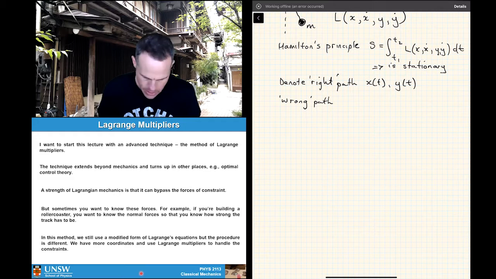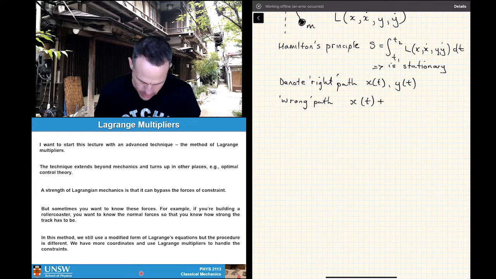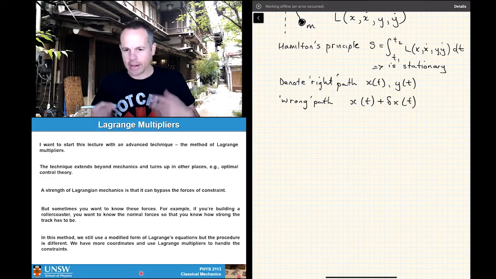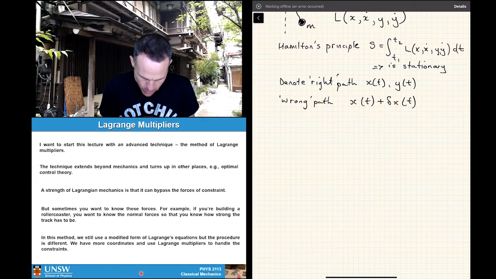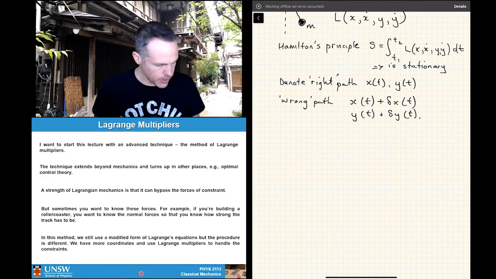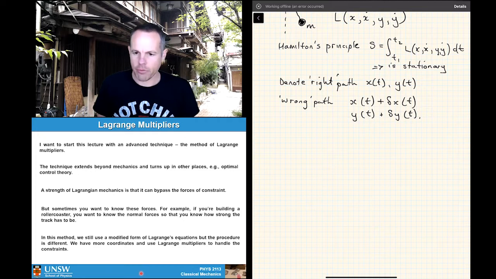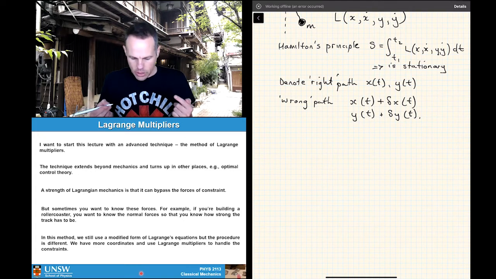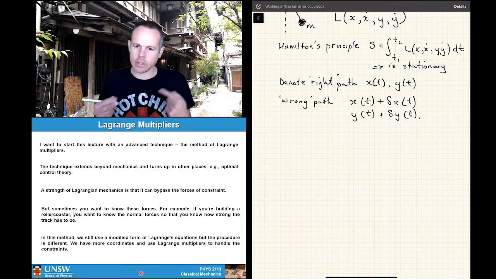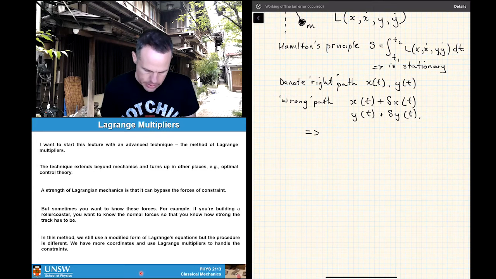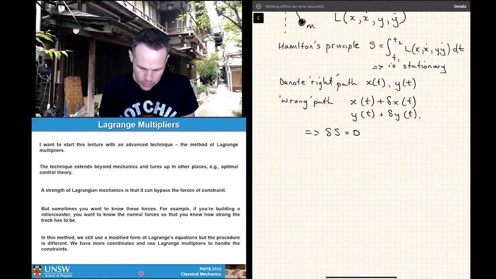And it's going to be x of t plus, whoops, I need a plus, not an equals, plus delta x of t. So we're just going to add a little something to make the path a little bit wrong, and y of t will do likewise, plus delta y of t. Okay? And then, provided that everything behaves itself in terms of the constraint equation and Hamilton's principle, we know that delta x and delta y are going to be 0, right? And basically what we can say in here is that ultimately we're looking for delta s equals 0.